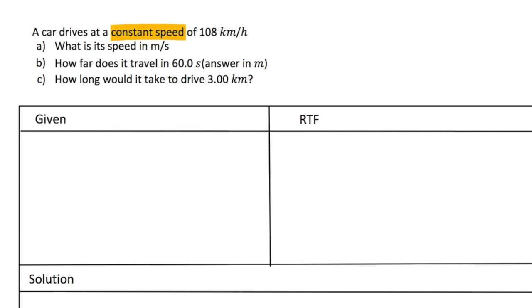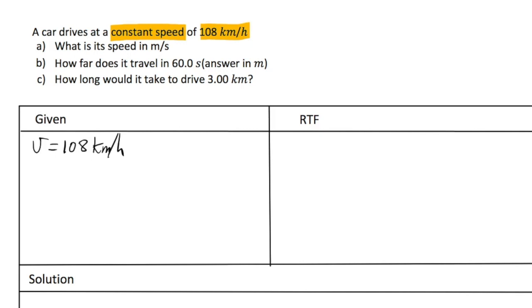Well, I'm assuming by the fact that it says constant speed, we know that it's going to be constant motion, which means one formula only. So we have a car that drives at a constant speed of 108 kilometers per hour. What that means is our v is equal to 108 kilometers per hour.